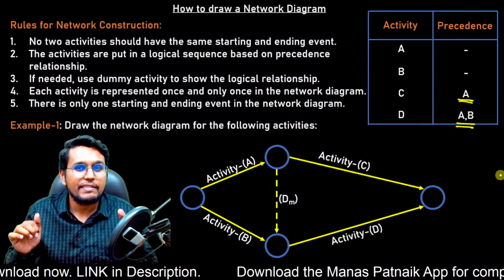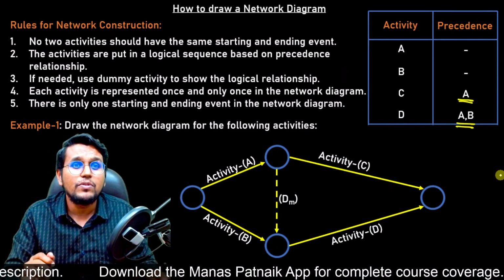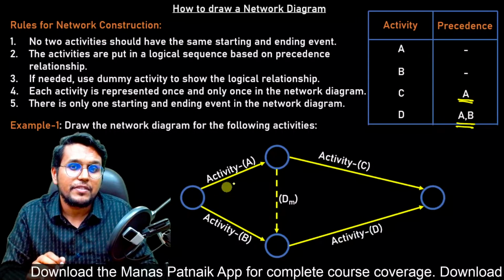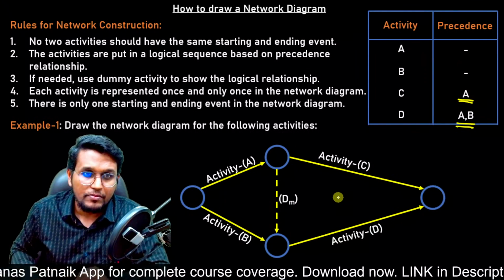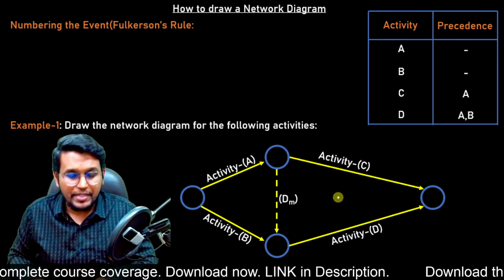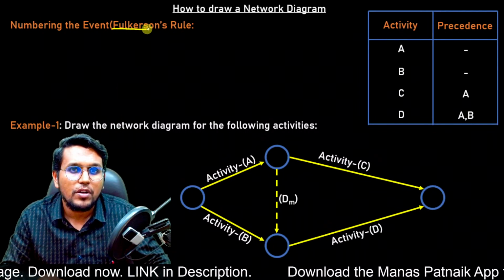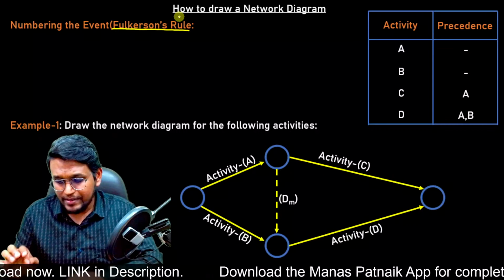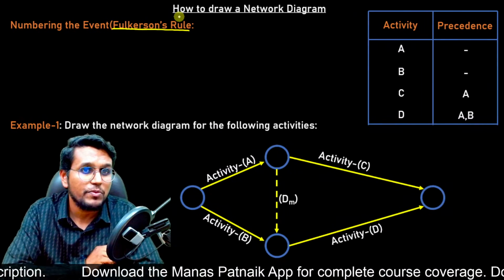Our network is ready. But there is one more thing to do. We need to number these events. So how do we number these events? Let us see that also. There is a proper rule for numbering the events, and that rule is called the Fulkerson rule. So let us see the Fulkerson rule first, and then we will apply it on our network.